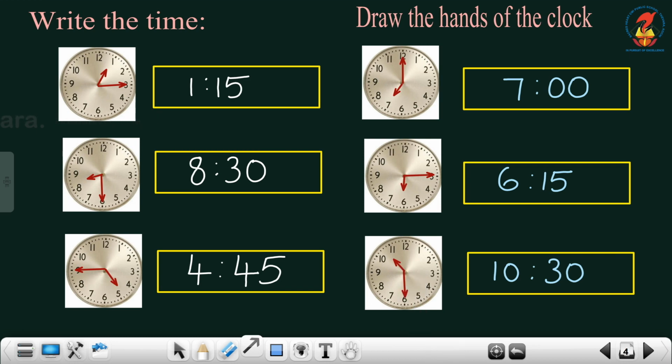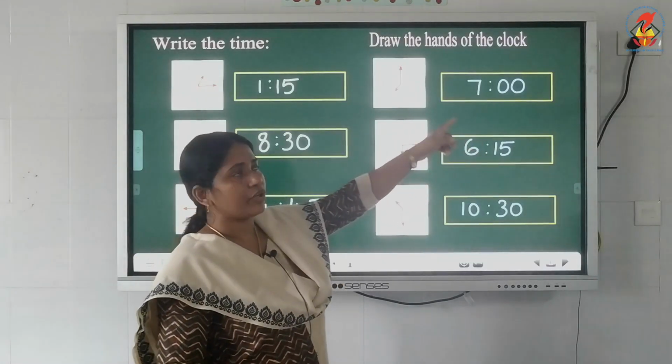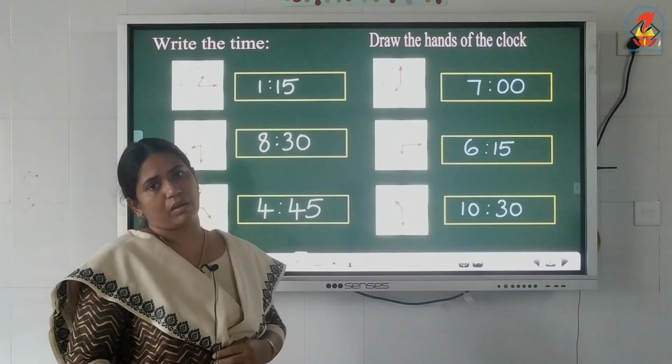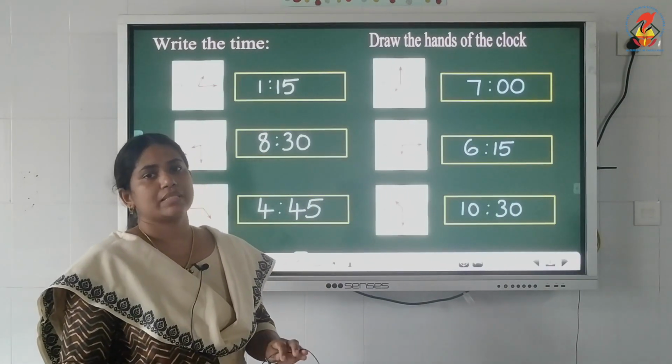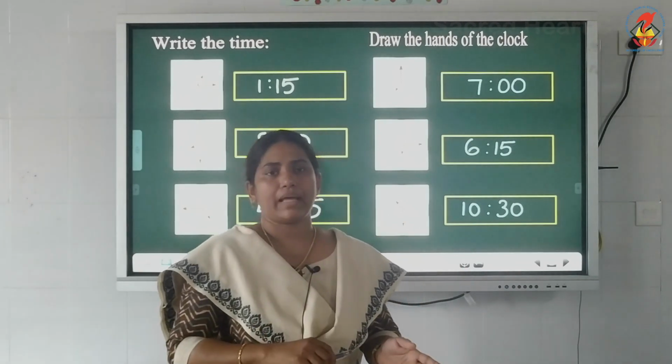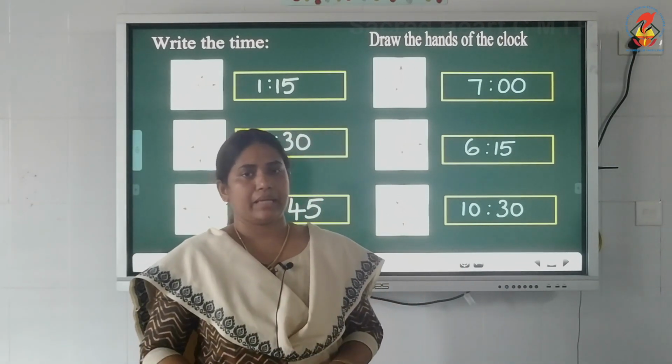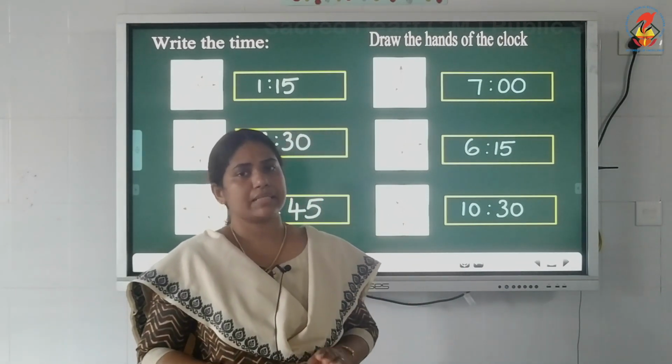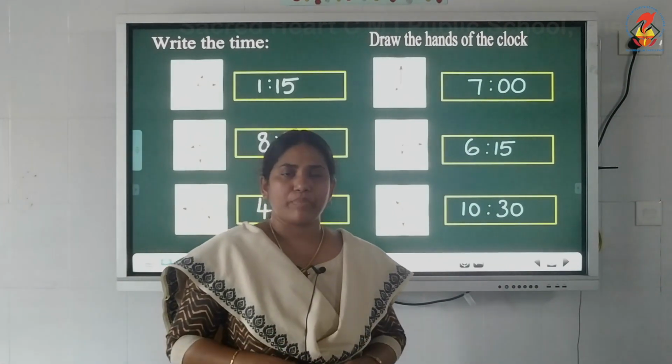Okay children. So this is the exercise. Here the clock is given. We have to write the time, and here the time is given. We want to draw the hands on the clock. So study this type of questions. This will be there in your worksheet also. This type of questions to draw the hands and to write the time. So these 4 types of time we are studying in our second standard. Study properly and do your worksheet.